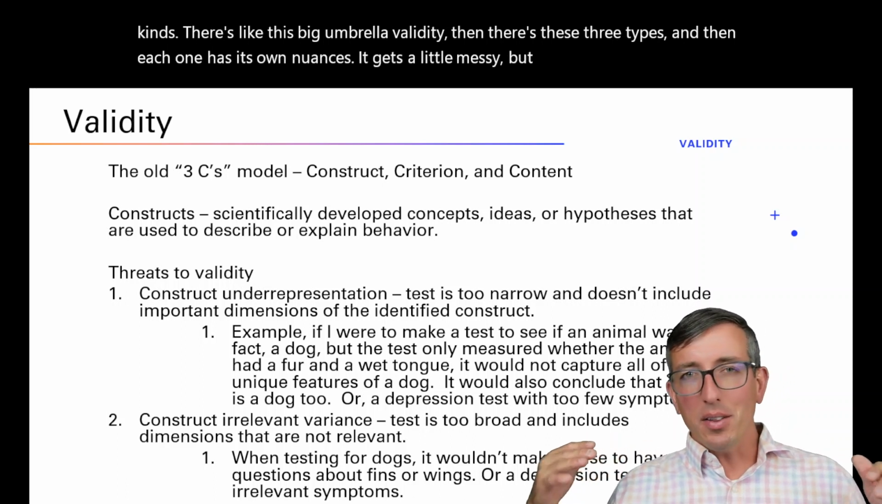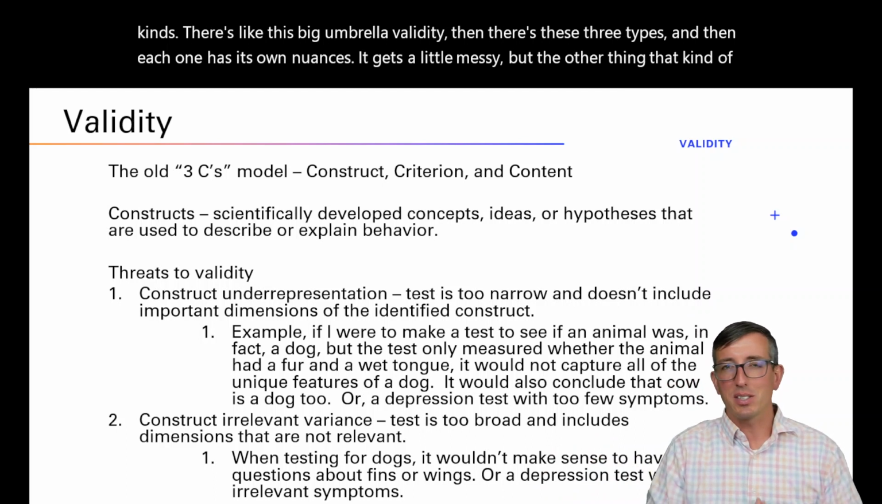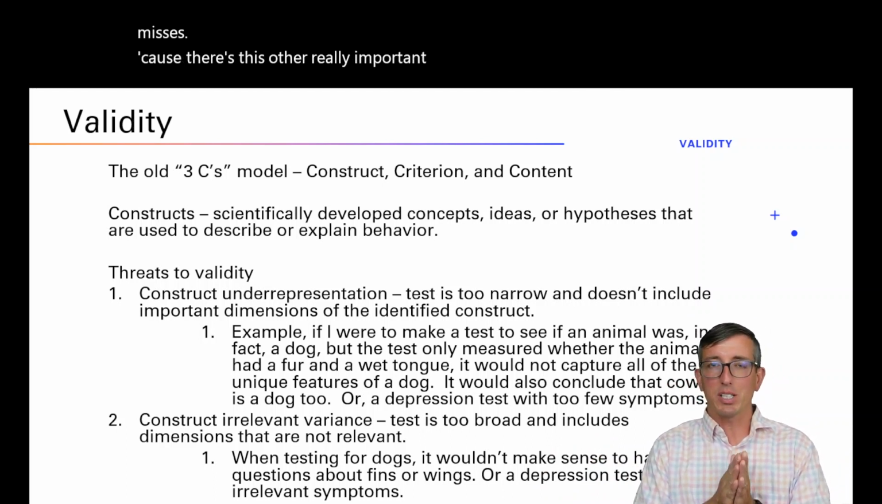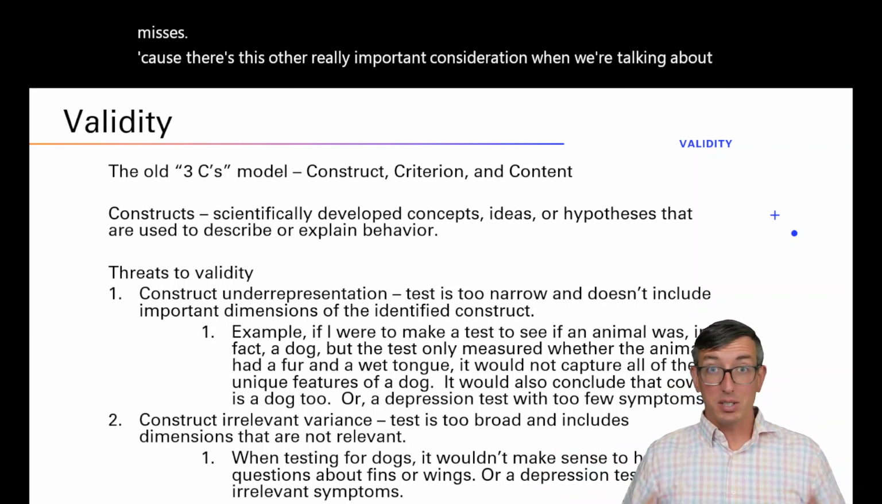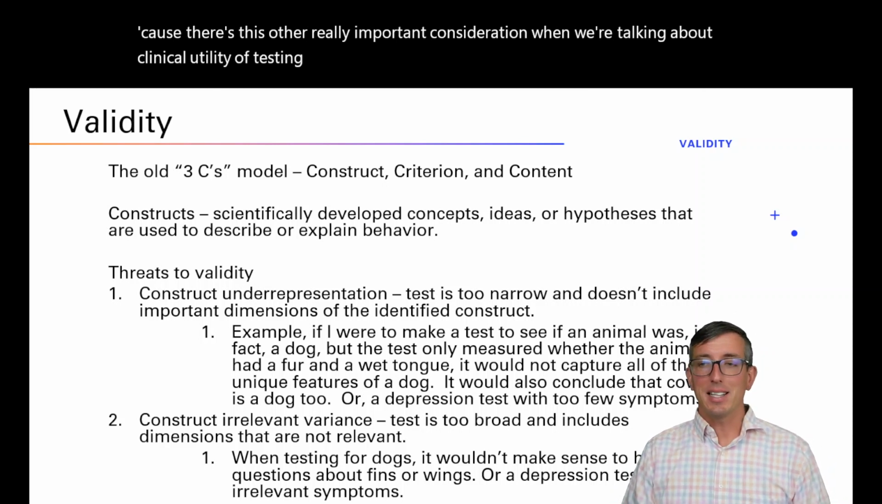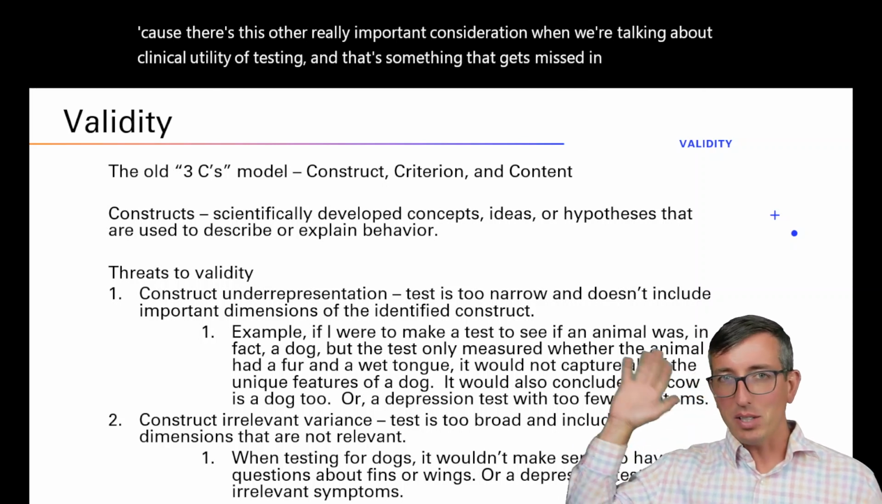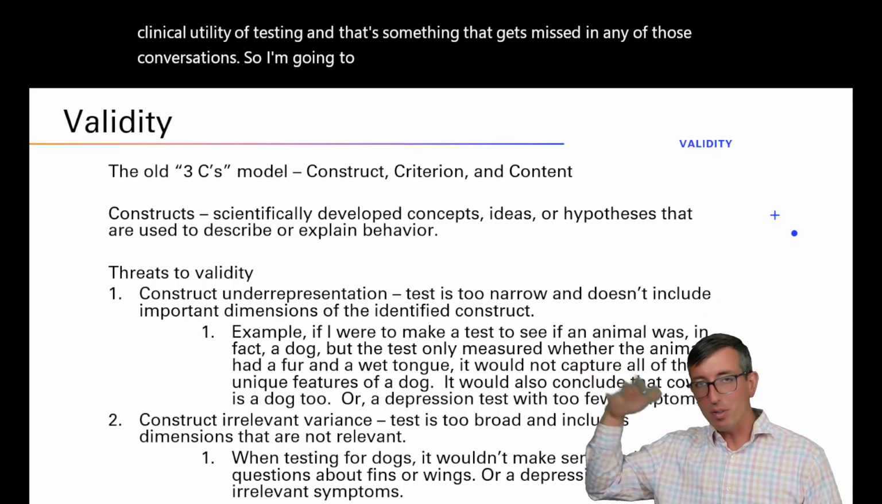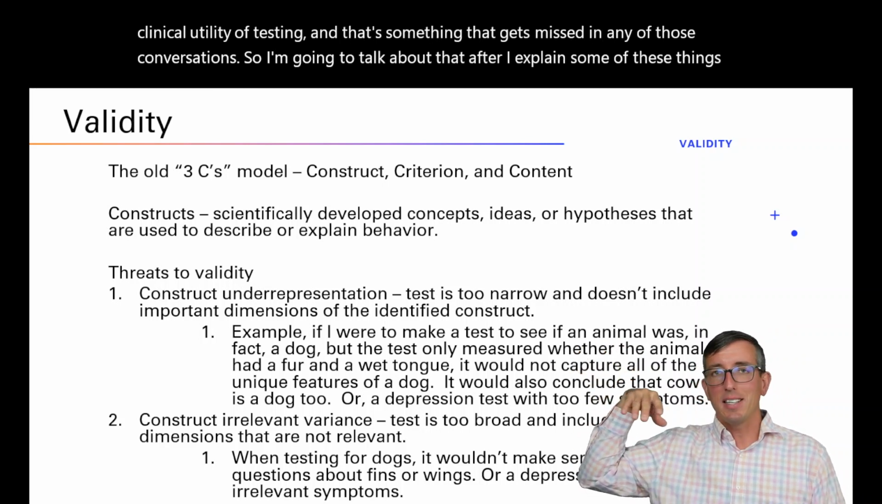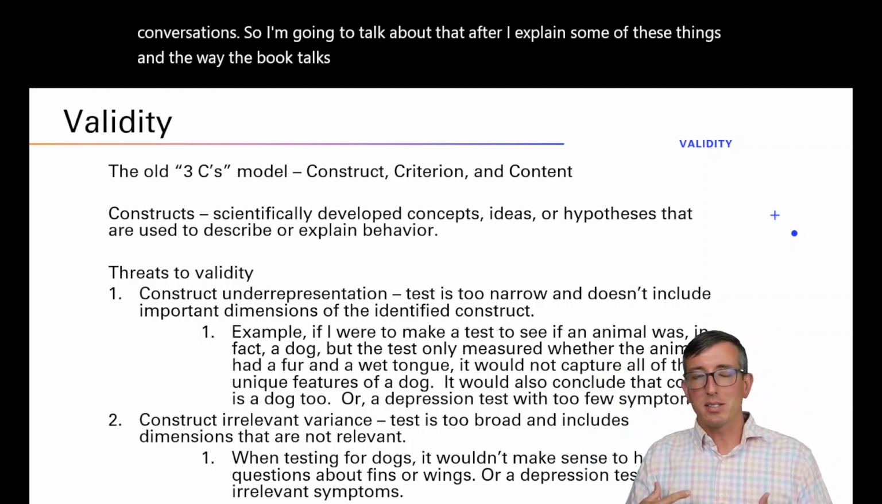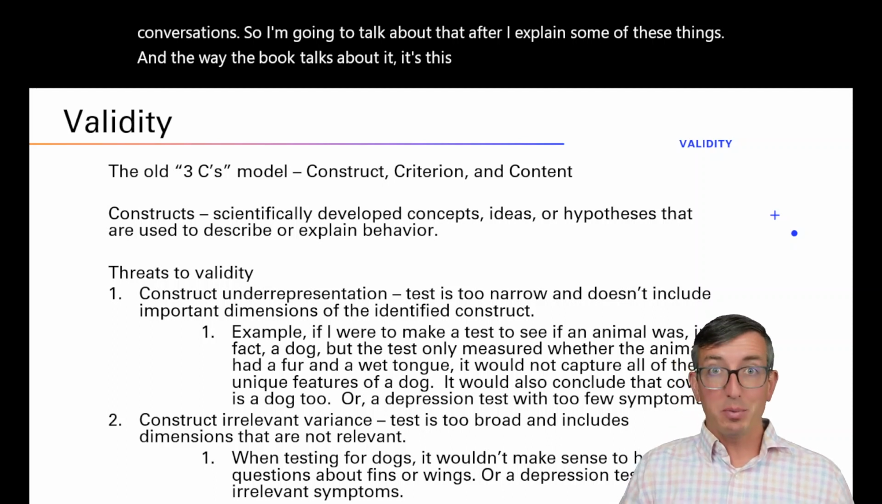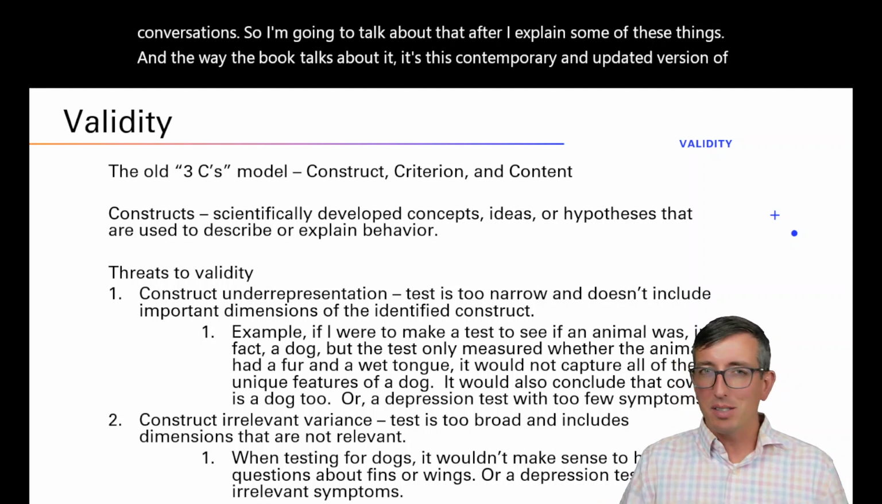But the other thing that kind of misses is there's this other really important consideration when we're talking about clinical utility of testing, and that's something that gets missed in any of those conversations. So I'm going to talk about that after I explain some of these things. And the way the book talks about it, it's this contemporary and updated version of discussions of validity.